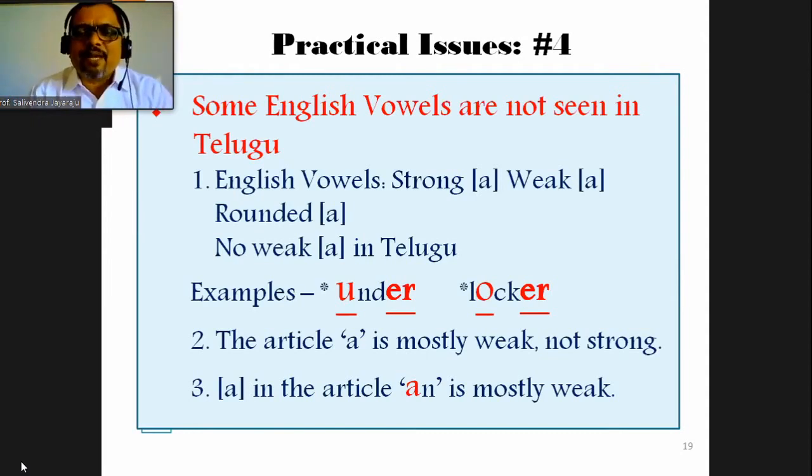Fine. For example, in a Telugu speaker's speech, under, both of them are strong. So that breaks the balance or rhythm. Locker. Look at this one, locker, law, or rounded. And the final R is weak, aw and er. In the Telugu way of pronouncing this word, it is lakar, la. We make it strong, but it should be rounded, la, okay.